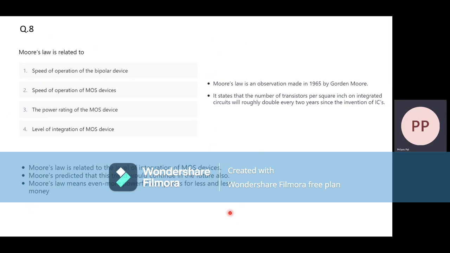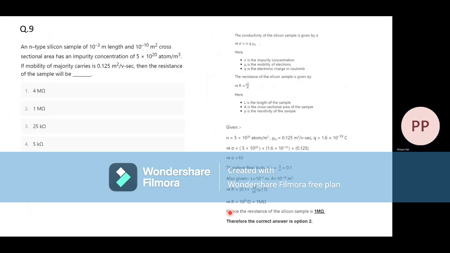Moore's law is an observation that was made in 1965 by Gordon Moore, and it states that the number of transistors per square inch on integrated circuits will roughly double every 2 years since the invention of ICs. So Moore's law is related to the level of integration of MOS devices, and Moore predicted that this trend would continue in future also. Moore's law means even more powerful computers for less and less money, right?